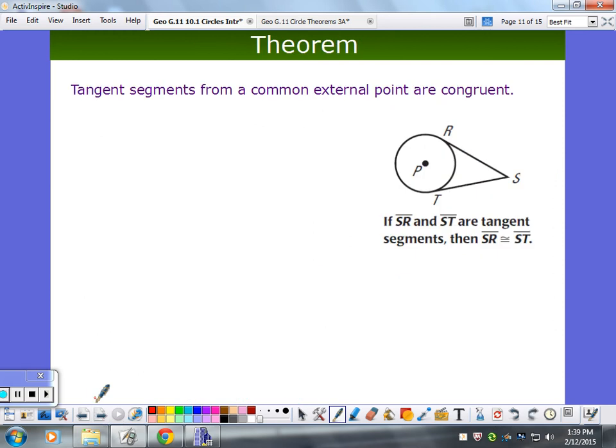All right, we have another theorem. Tangent segments from a common external point are congruent. So, this is the common external point, S, and these are tangents. If they're tangents, that means if I draw a radius to them, this would be a right angle, right? So by doing that, I think it's helping us see in the picture that these are tangents.